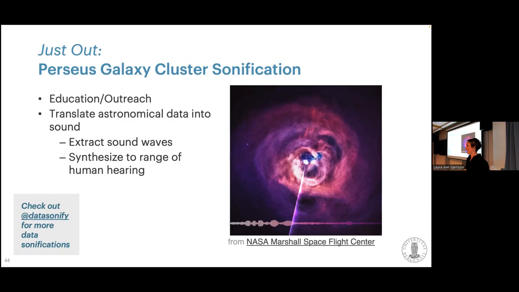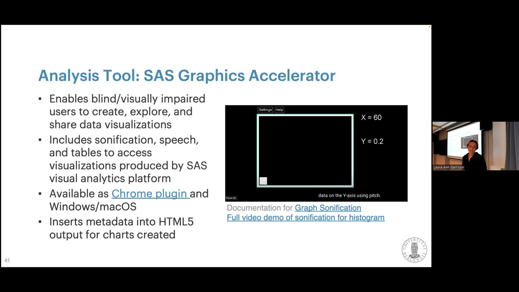So there are examples of tools for exploration, analysis, and creation of data that uses sonification. So this is one example I wanted to highlight. It's the SAS Graphics Accelerator. So it includes sonification, speech, and tables to access visualizations that are produced by their software. It's available as a Chrome plugin. And what it does is it inserts metadata into HTML5 output for the charts that are created. And this is a clip from one of their tutorials for how sonification is used.